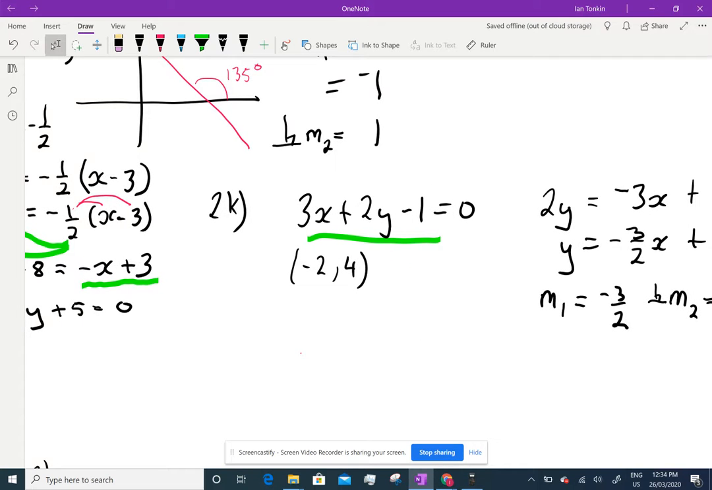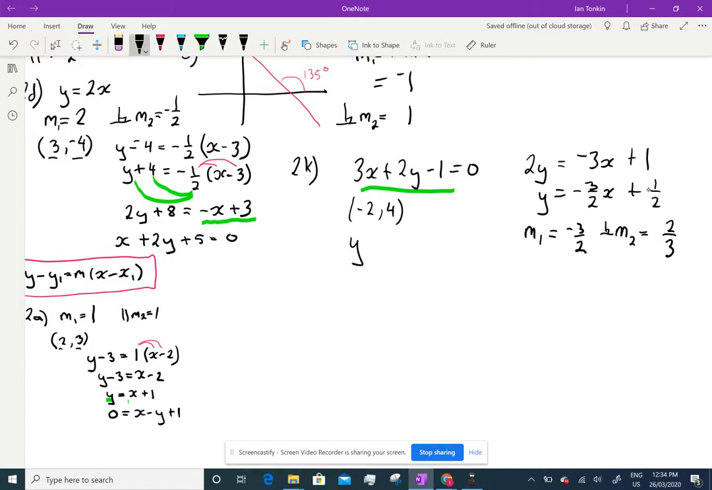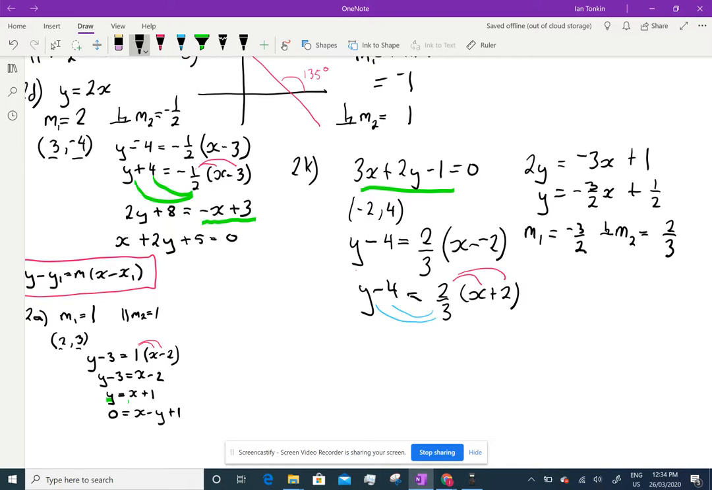So now I just use this. y minus the y value, 4, equals 2 on 3, x minus the x value, -2, minus -2. So I'm going to have y minus 4 equals 2/3 x plus 2. And again, I'm going to multiply this 3 over here into those two terms, and I'm going to multiply the 2 in here. So I'm going to get 3y minus 12 equals 2x plus 4.